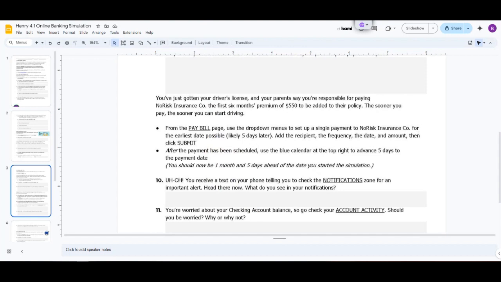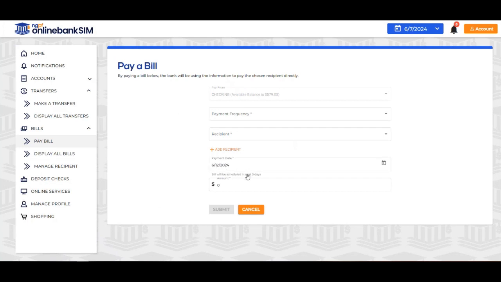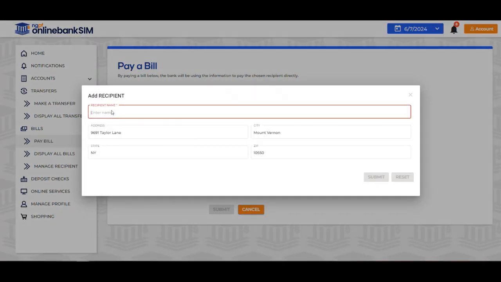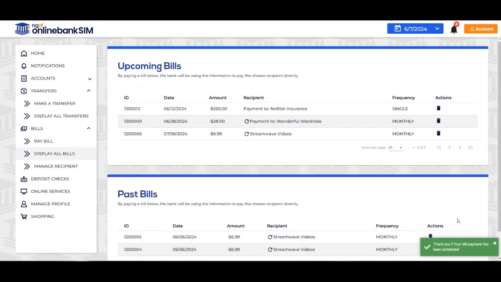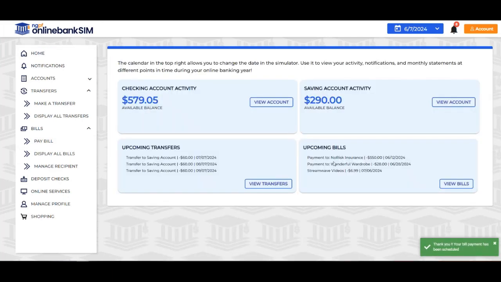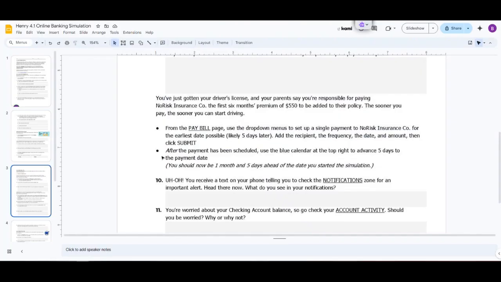And again, it says likely 5 days later, and it does indeed say it has to be scheduled at least 5 days out. So my payment frequency is just going to be a single payment to the recipient. The only one that I've entered so far is Wonderful Wardrobe. That's not what I want. I need to enter No Risk Insurance. All right. Again, it provides a fictitious address. The amount that I need to pay is $550. Submit. Okay, great. Come back home. It is now scheduled. All right. And we're ready to go.